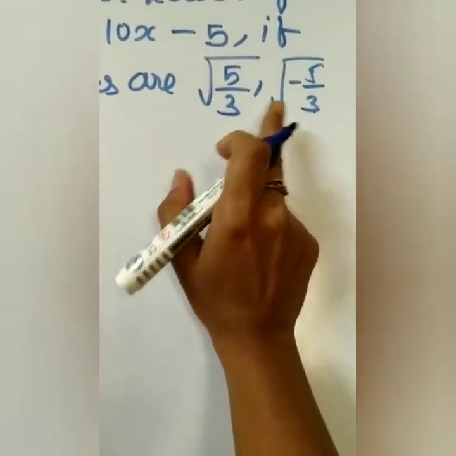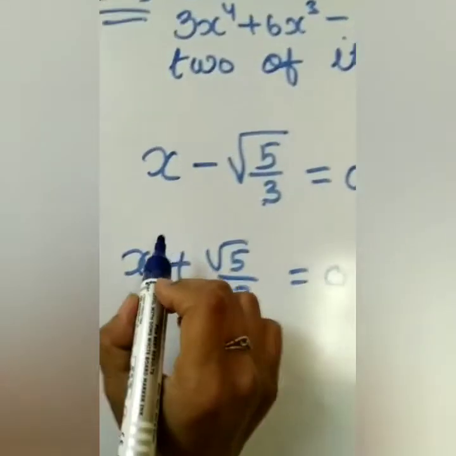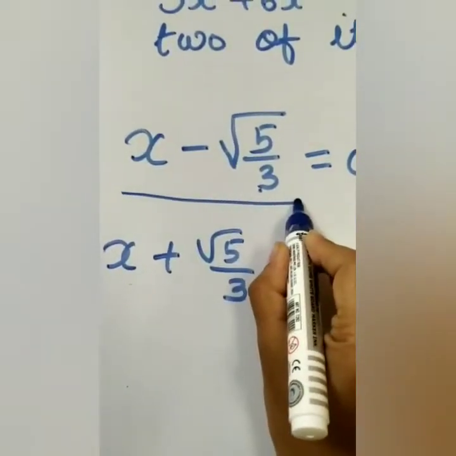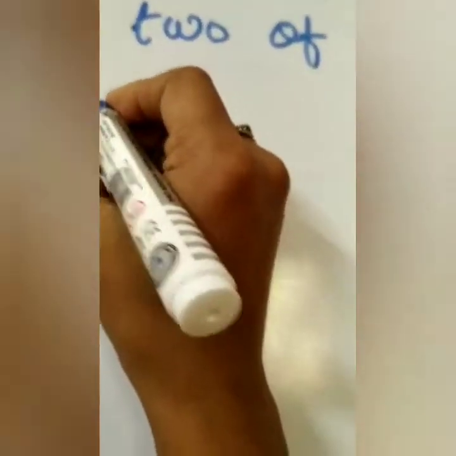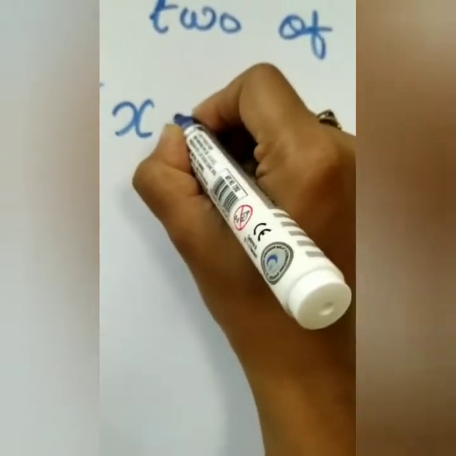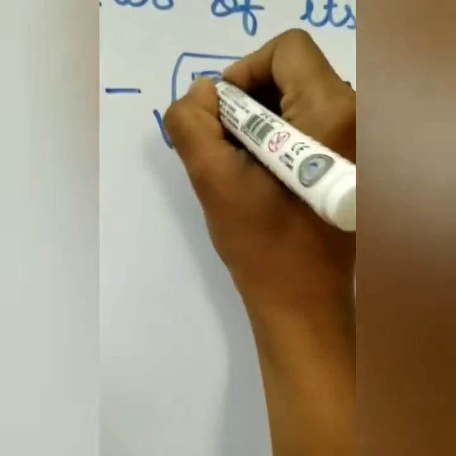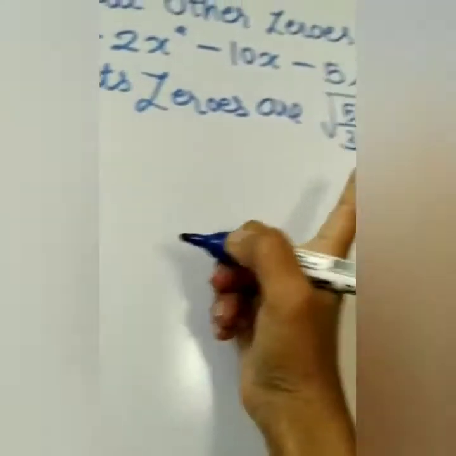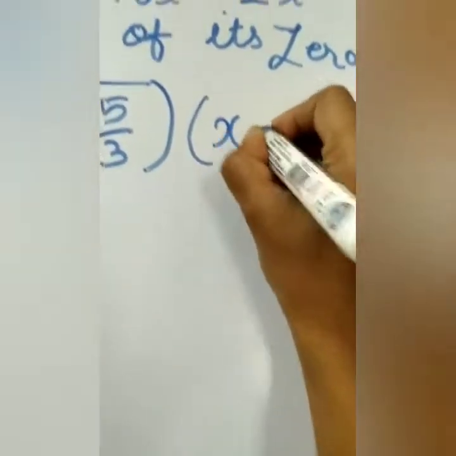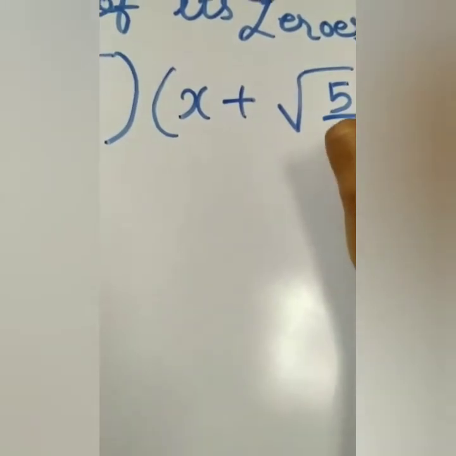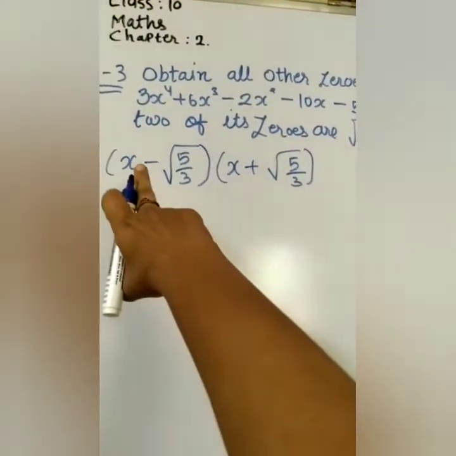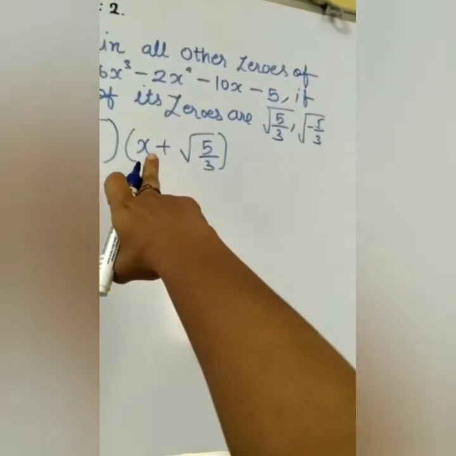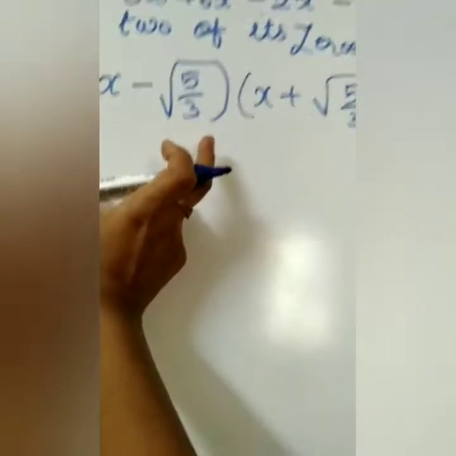Means if the zeros are like this, then the factors are x minus √(5/3) and x plus √(5/3). So we will write it again. Here we will write one factor as x minus √(5/3), and whichever zero is in minus we will write x plus √(5/3). So now you understood the concept. Whatever is in plus will come with x as minus, and whatever is in minus will come with x as plus. So here we got two factors.